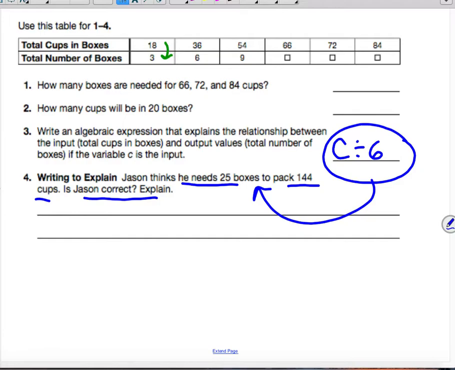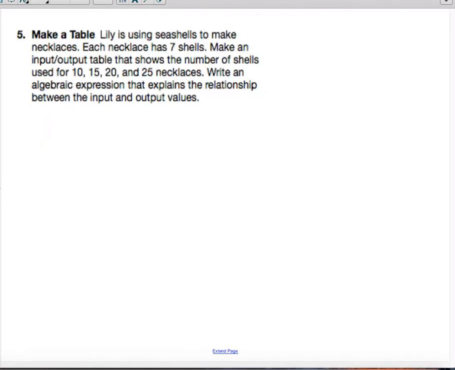And so all you really need to do is take this information and apply it to this expression, okay? And see if it works out the way you want it to. All right? And that's how you come up with the answer for that. Let's take a look at number 5.